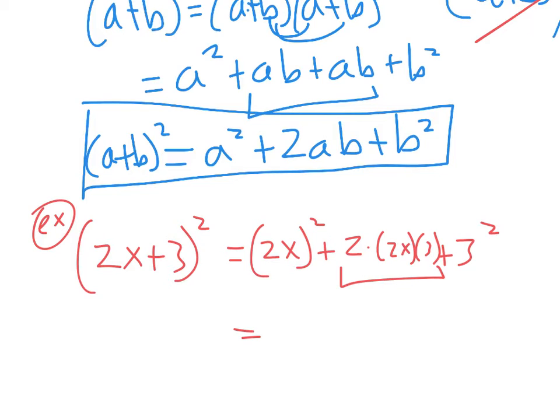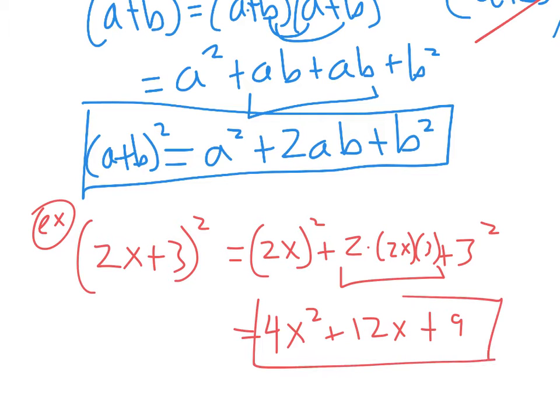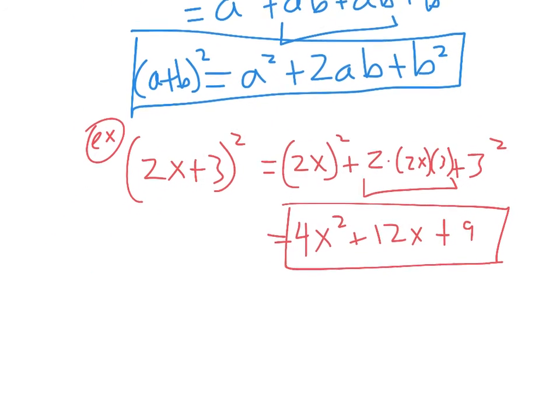Now, once you get good at this, you'll be able to skip this step pretty much. When we square the first thing, that's 4x squared. Square the 2, square the x, I should say. This is going to be 2 times 2 is 4 times 3 is 12x. And 9. Done. Okay. That's it.